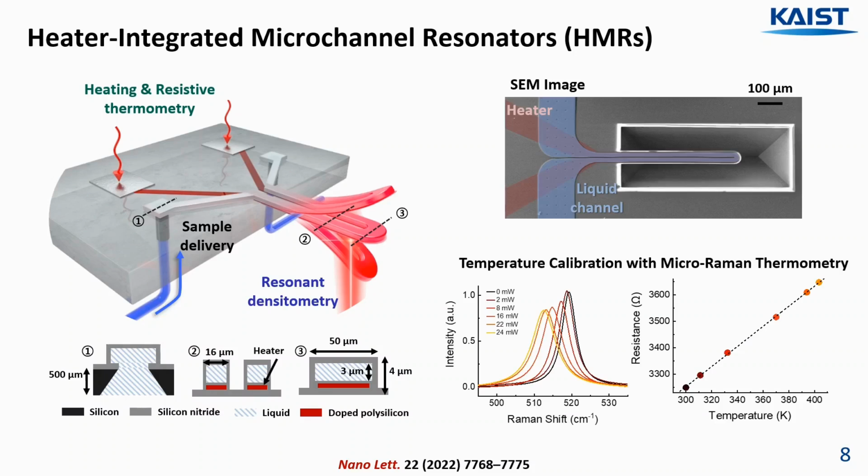Here is the SEM image of HMR, which clearly shows the blue pseudo-colored liquid channel and the red colored integrated heater. The graph shows the result of temperature calibration with micro-Raman thermometry by using temperature-dependent Raman peaks of silicon, which is used as a heating electrode under the microchannel. And afterwards, electrical resistance is used as a temperature sensor by this calibration.